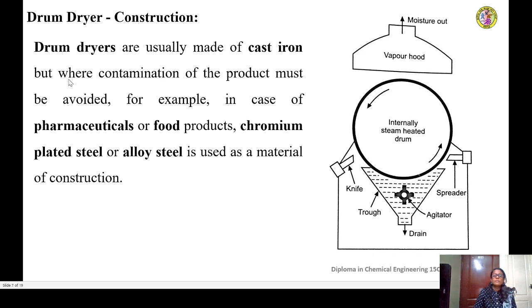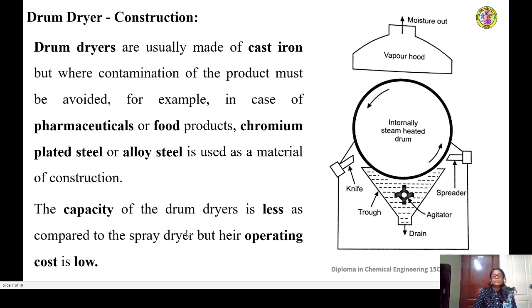The drum dryers are usually made of cast iron, but where contamination of the product must be avoided, as in the case of pharmaceuticals or food products, chromium plated steel or alloy is used as the material of construction. Since the material comes into contact with the outer surface of the drum, we need to carefully select the material of construction. In some cases, like medicinal or food products, contamination is likely to occur, and that can be avoided by constructing the drum with chromium plated steel or alloy steel.